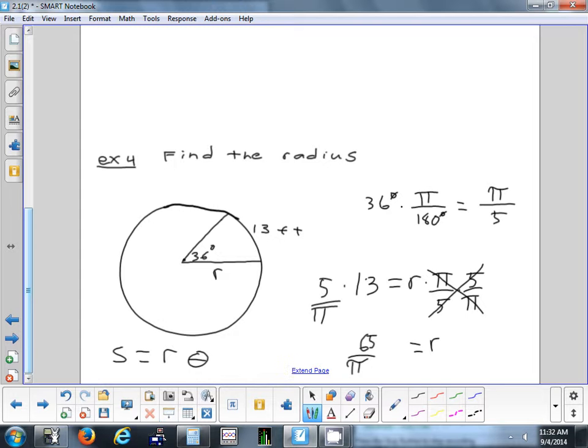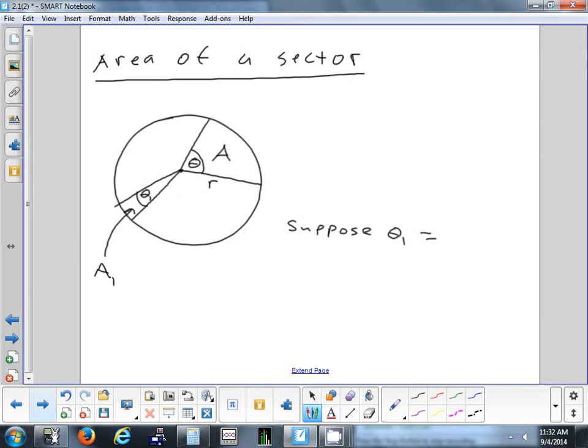And because that's a radius, that's a length. What should be the label on this one? Feet. Feet. Okay. Radius is a length, arc is a length. The angle inside here, we use radians to measure that. So 65 over pi feet. All right, any questions on that? Okay, so s equals r theta. That's your formula for finding the length of an arc.